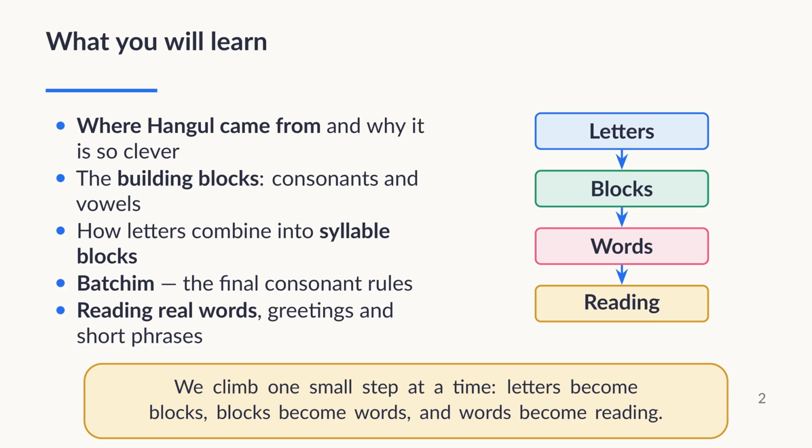Look at the little tower on the right. Letters at the top flow down into blocks, blocks flow into words, and words flow into reading. That is exactly the order we will follow. Each layer rests on the one above it, so if you ever feel lost, come back to this picture. We climb one small step at a time.